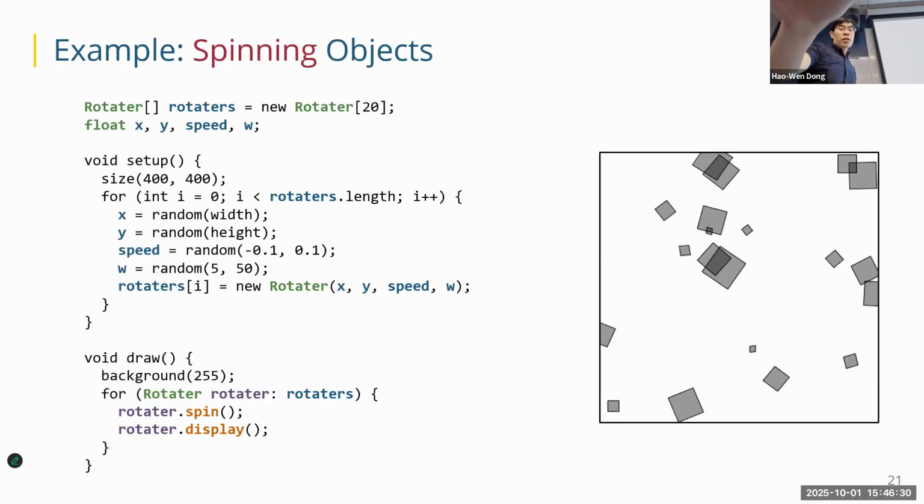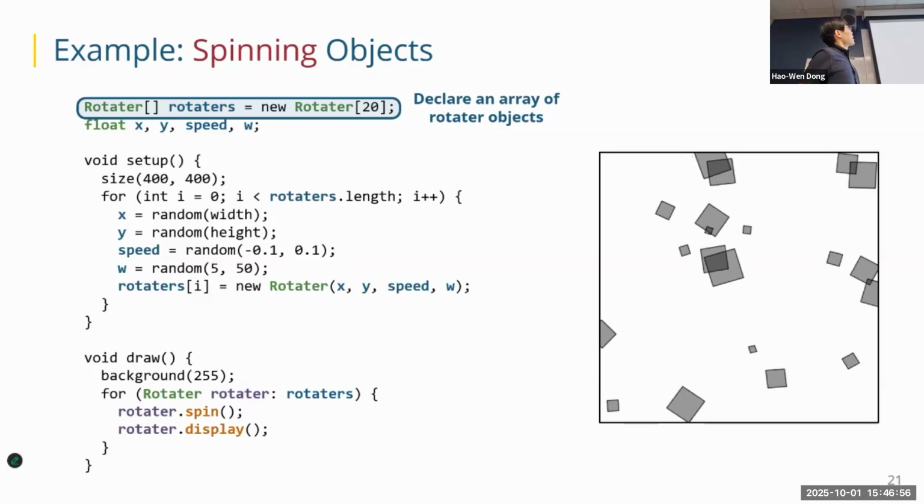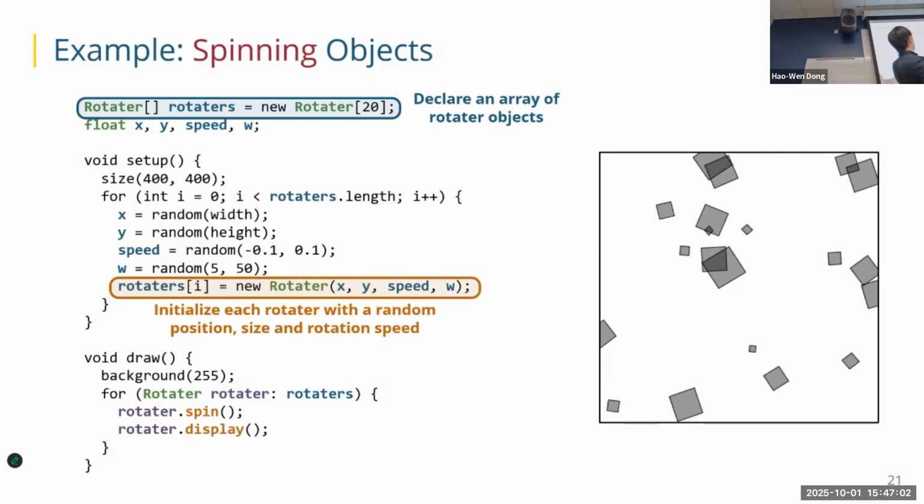Anyway, what can we do with all these things? For 3D, which we will see later, everything is about matrix transformation. But for now, think about what's going on with all these 2D things. You can actually do the spinning object thing, an object called rotator. You declare an array of rotator objects and initialize each rotator with a random position, size, and rotation speed, so that each square will rotate on its own.